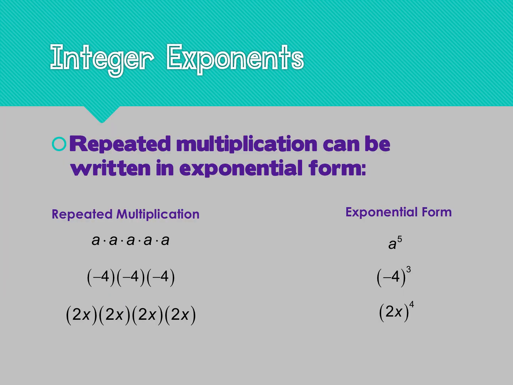All right, so you've seen integer exponents before. Now, this is just a way to shorthand repeated multiplication. So for example, if I have a times itself 5 times, that's going to be written as a to the 5th power. If I have something like negative 4 times itself 3 times, that's negative 4 to the 3rd power. And then something like 2x times itself 4 times is going to be 2x to the power of 4. It doesn't matter what the base is, as long as it's the same thing being multiplied by itself however many times, then you can write it in exponential notation.